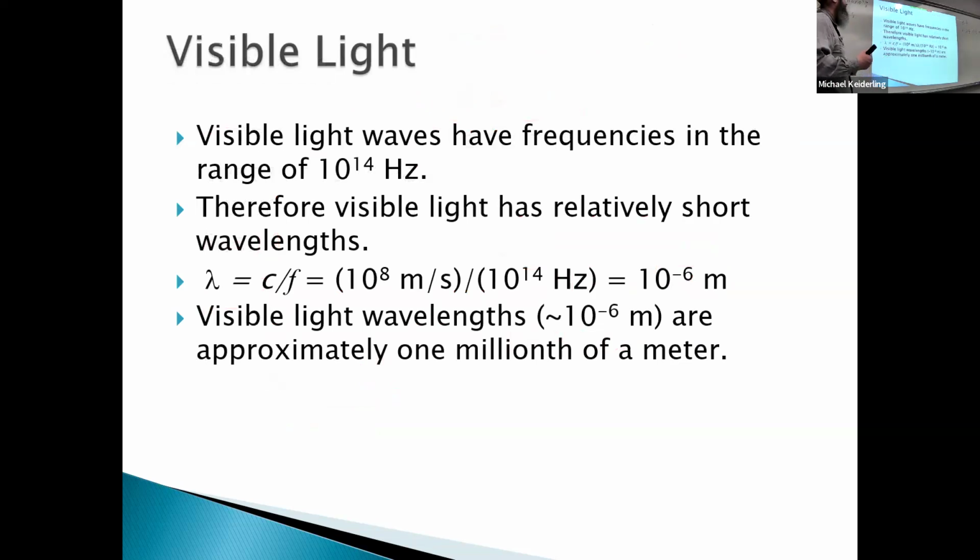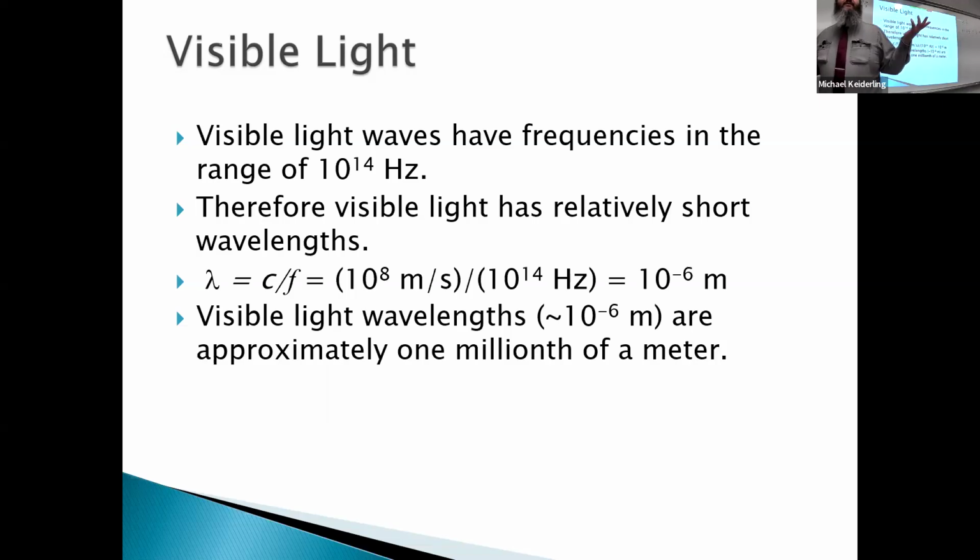Now, visible light has frequencies in the range of around 10 to the 14 hertz. Therefore, visible light has relatively short wavelengths. If you had light at 10 to the 14 hertz, you would get something like 10 to the 8th divided by 10 to the 14, 10 to the minus 6 meters. So visible light wavelengths, it turned out, are all a little bit less than a millionth of a meter.